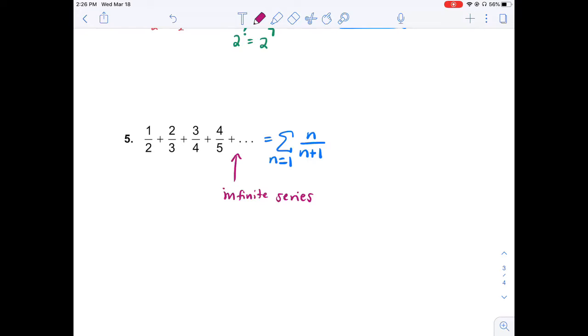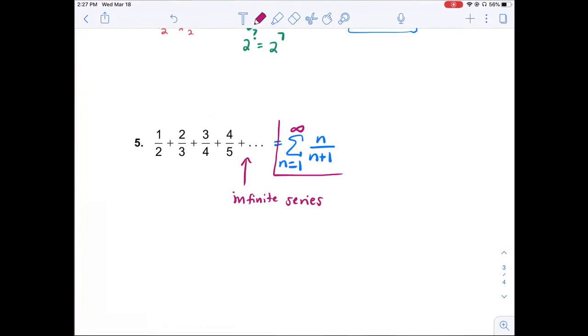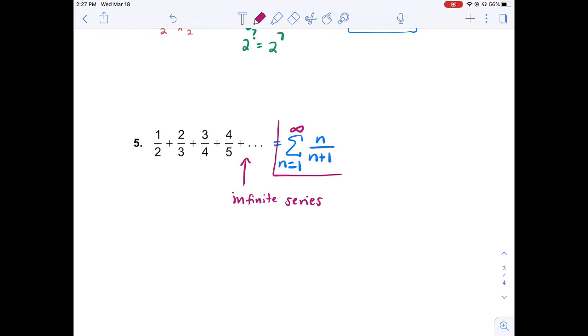Since it's an infinite series, we're going to keep expanding this pattern out to infinity. So that means for our sigma notation, rather than writing a specific number, we'll write infinity to represent that it goes on indefinitely. And this is our sigma notation. This is our sigma notation for the given expanded series.